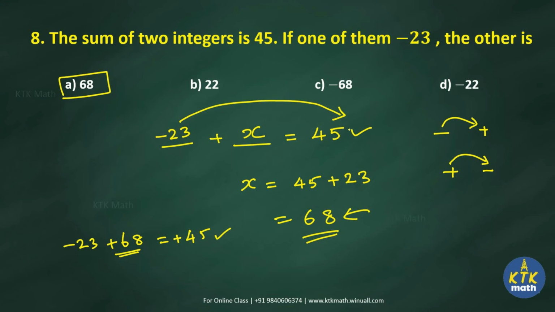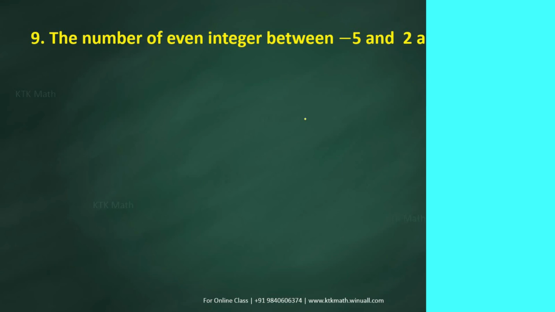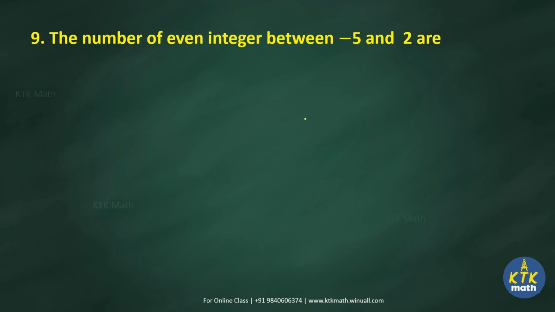Okay, so this is how you need to find the missing terms in addition and subtraction by moving a term to the opposite side. Okay, next question number 9. The number of even integers between negative 5 and 2. Okay, number of even integers. They are asking us to find the number of even integers.